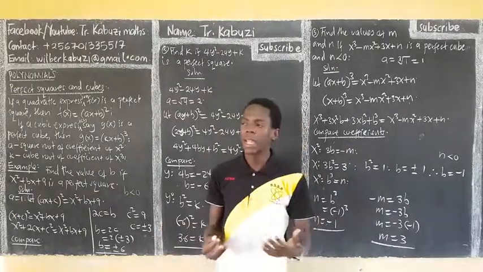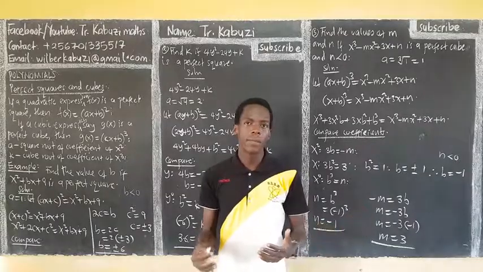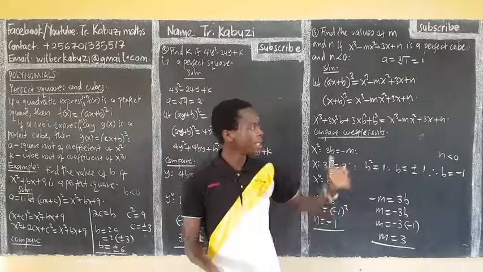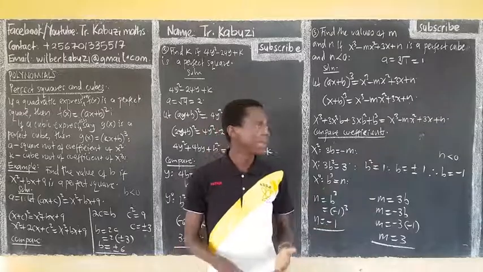Now in some questions they can say, if this is a perfect cube, show that this is this. You use the same idea, you eliminate what they don't want.